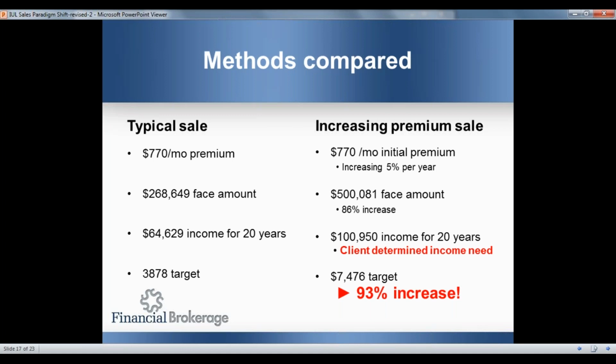So for the same initial out-of-pocket premium for the client, you've now doubled what you're going to make on the sale. And you really need that because you went to a lot more effort to do this sort of thing than just asking them how much they could afford to put into the policy.